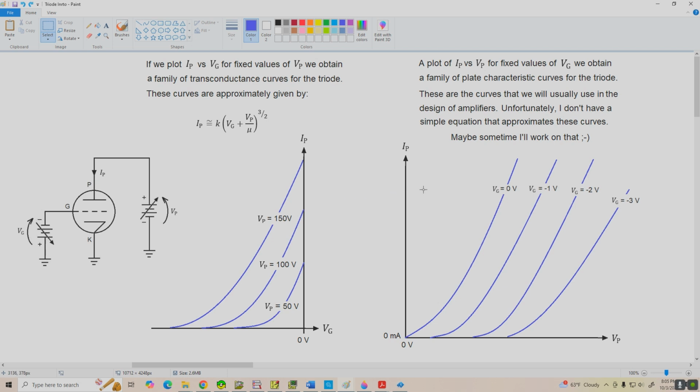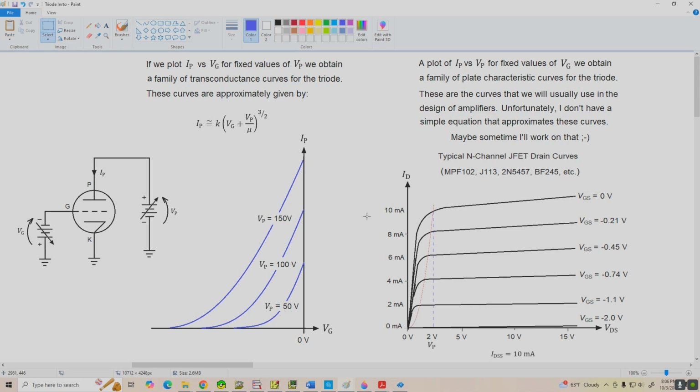Okay, now let's go on over to our plate characteristic curves again for a minute here, and notice that these curves don't go up and level off at some particular plate current value like a bipolar transistor or field effect transistor might. They just keep increasing roughly according to the 3/2 power law. And remember, this equation doesn't describe these curves. There's no simple equation that I know of that describes these. We're going to handle analysis and design graphically. But anyway, for comparison purposes, let's again look at the drain curves for a field effect transistor and notice that they are quite different.